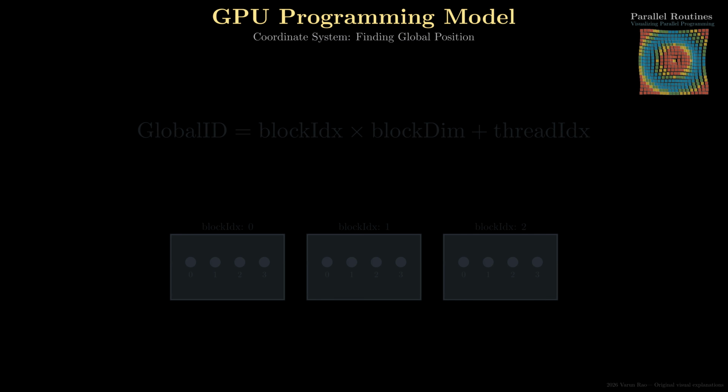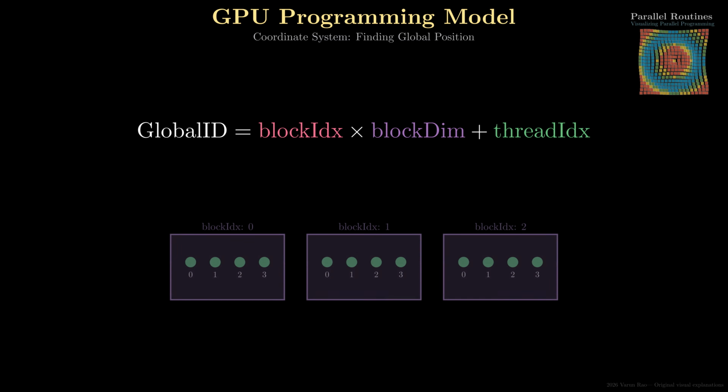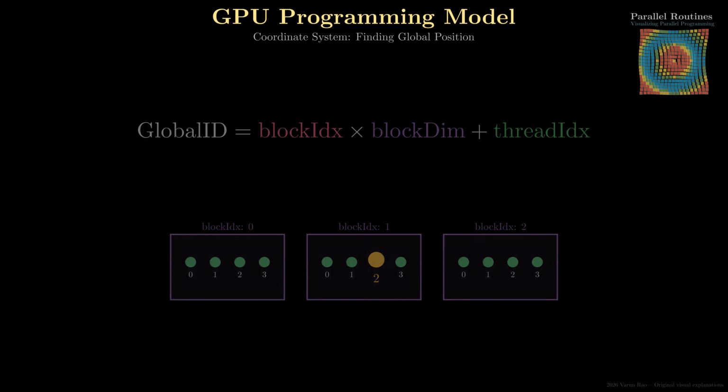But how does each thread know which piece of work to do? Through its unique identity, determined by its position in the grid and block: block index times block dimension plus thread index. This maps every thread to a unique position in the entire grid, enabling threads to access distinct data elements.